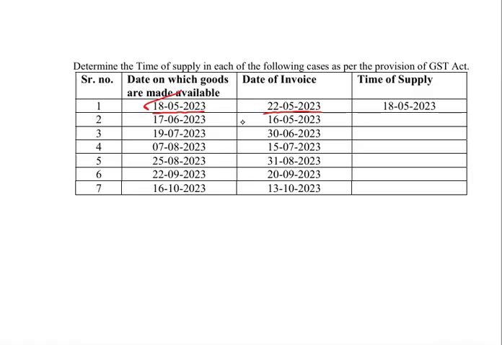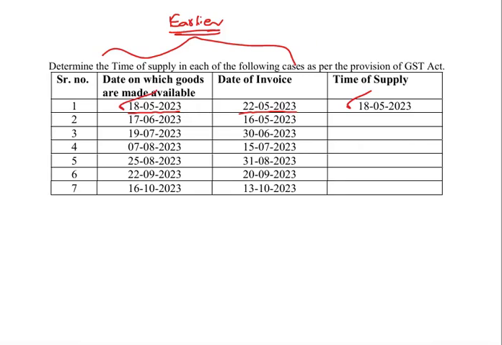From both these figures we have to take whichever is earlier as the time of supply. So 18th May and 22nd May, whichever is earliest, 18th May is the earlier one. So this is the time of supply for the first transaction.